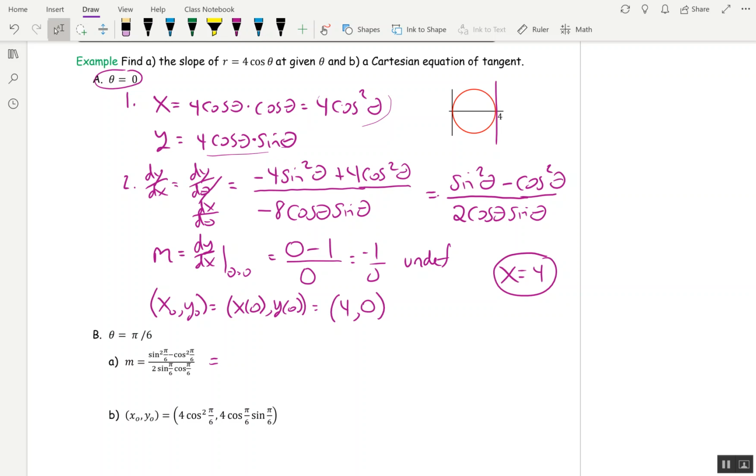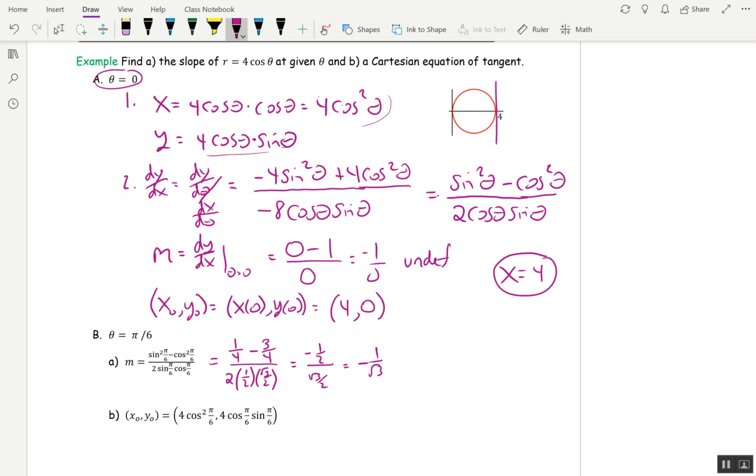Okay, sine of pi over 6 is a half, squared is a fourth. Cosine of pi over 6 is root 3 over 2, so if we square that, we get 3 over 4. And then in the denominator, I have 2 times a half times root 3 over 2. So if I clean this up, on top I get negative a half, and on the bottom I have root 3 over 2. So this simplifies to negative 1 over root 3.